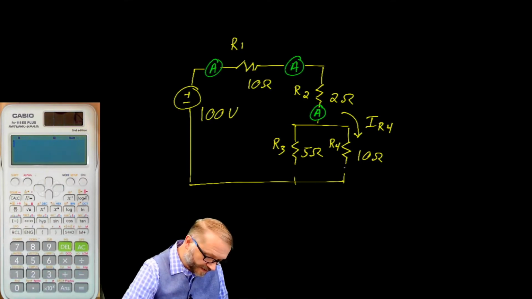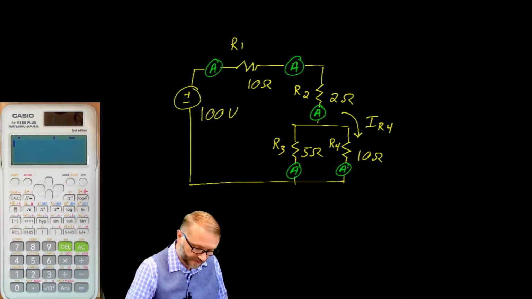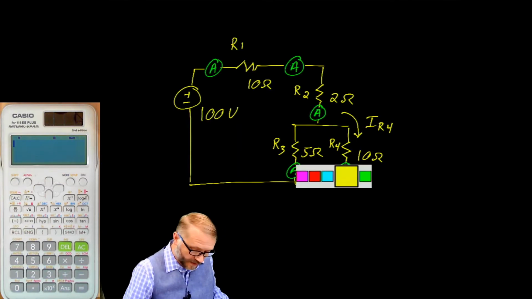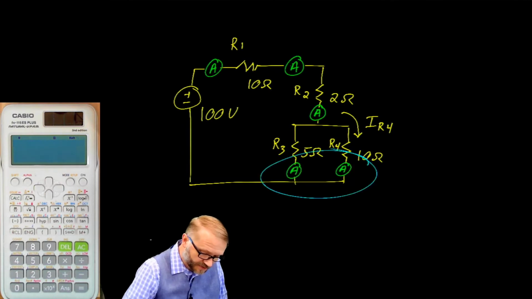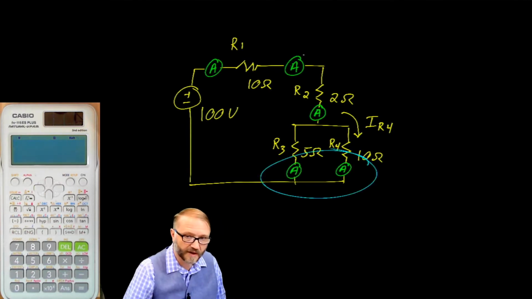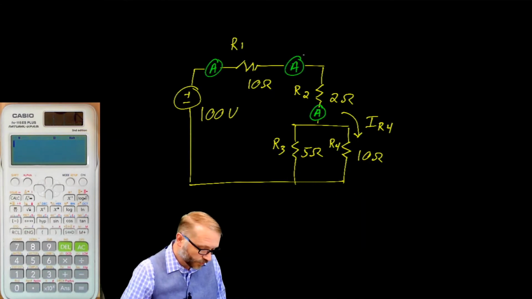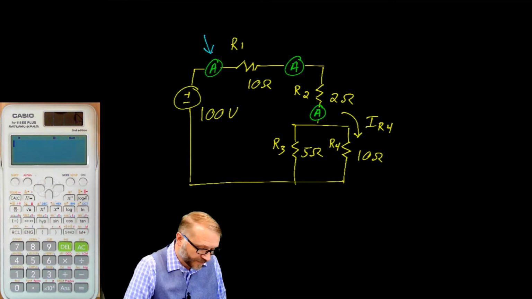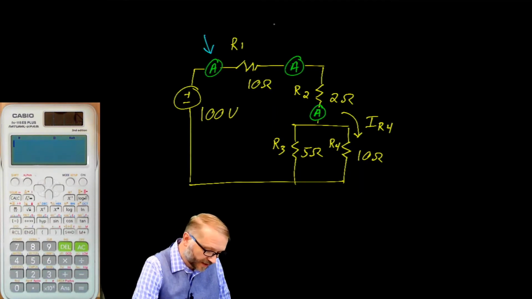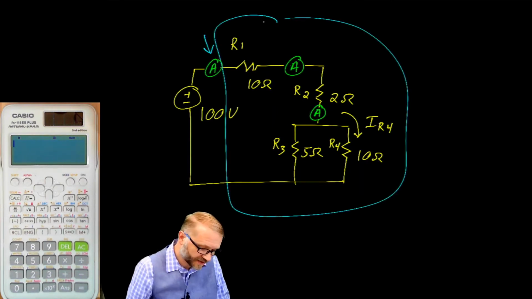However, these two current meters will read different because they are in parallel, right? R3 and R4 are in parallel. But the sum of these two, right? The sum of those two meters would equal any of the others that we've drawn. We can fairly easily calculate the current through this meter. We would just have to figure out what the total resistance of this circuit is and then use Ohm's law.